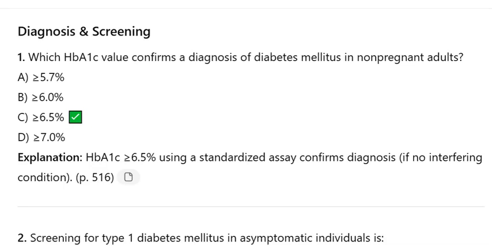Diabetes mellitus. Diagnosis and screening. 1. Which HbA1c value confirms a diagnosis of diabetes mellitus in non-pregnant adults? A, 5.7%, B, 6.0% to 6.5%, D, 7. Explanation. HbA1c of 6.5% using a standardized assay confirms diagnosis if no interfering condition.